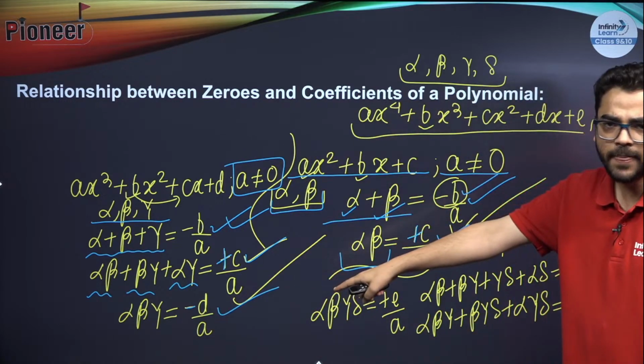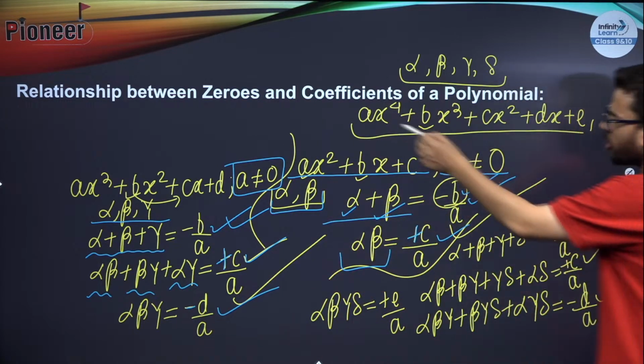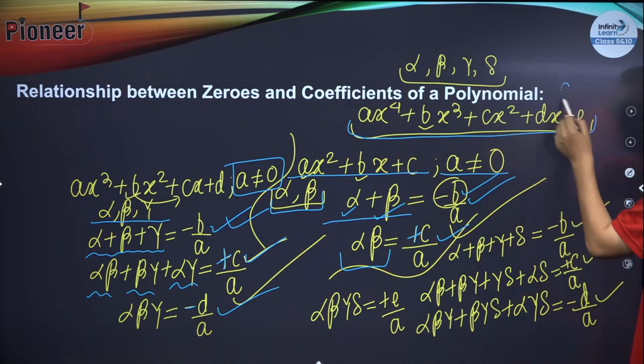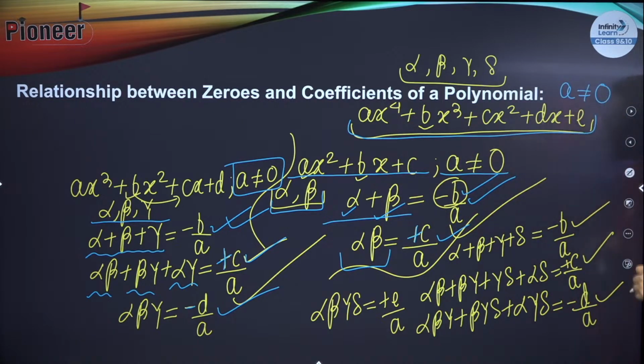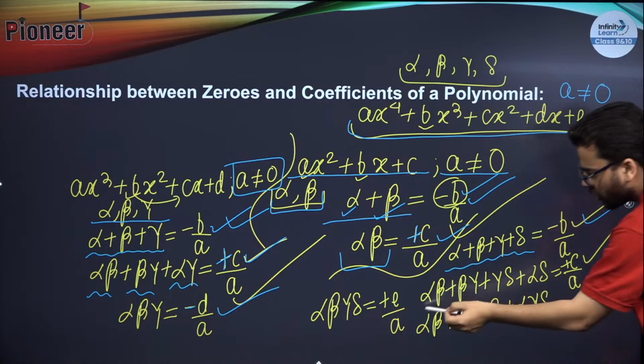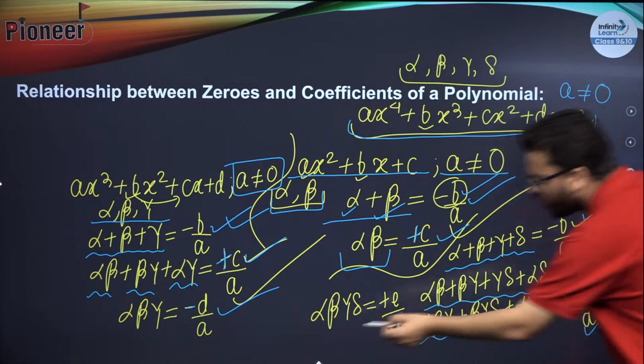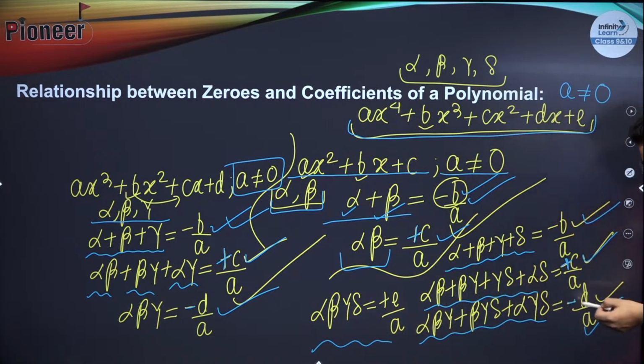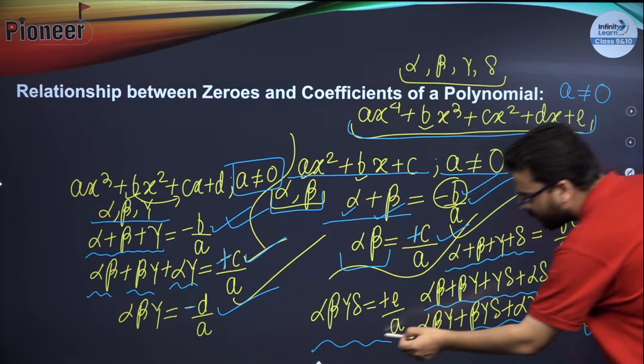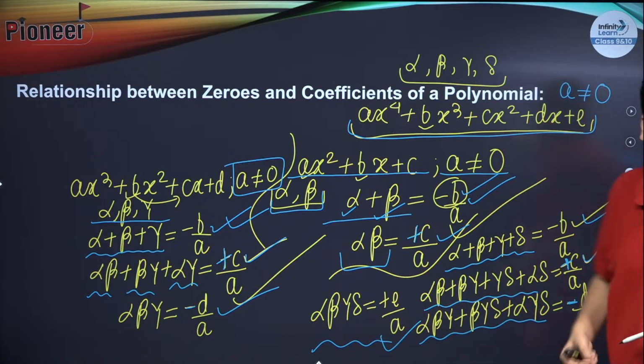Got that logic? Now if you have got a 4-degree polynomial, over here as well a cannot be equal to 0, right? So over here as well take one zero at a time, it will be minus b by a only. Take two zeros at a time, change the sign to plus c by a. Take three zeros at a time, change the sign to minus d by a. Now take 4 zeros at a time. So it is minus d by a, so it will become plus e by a. Is the pattern clear now?